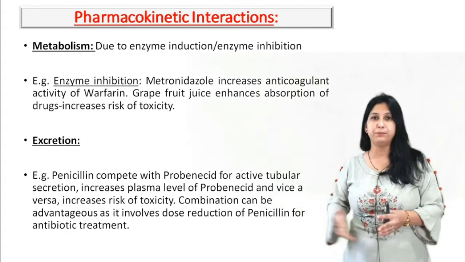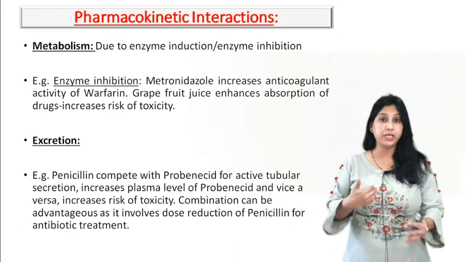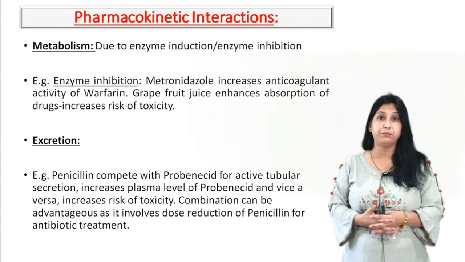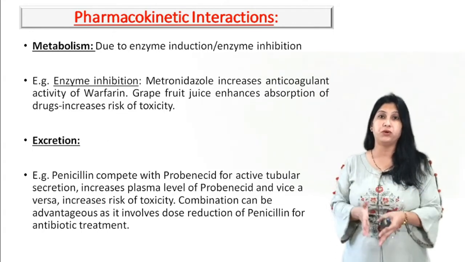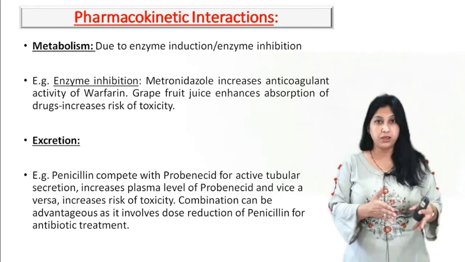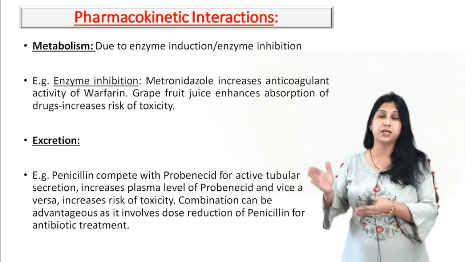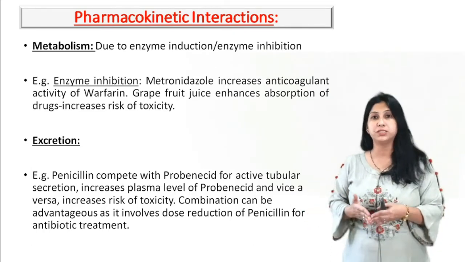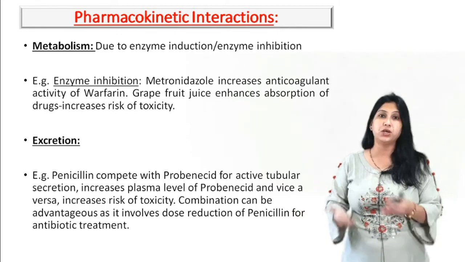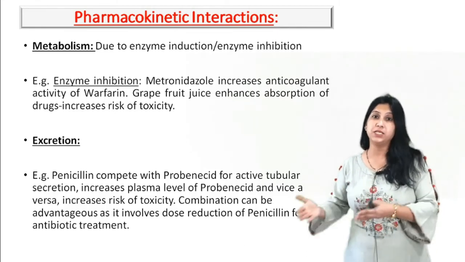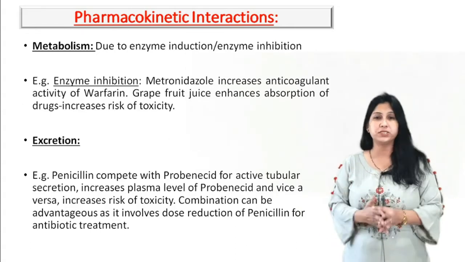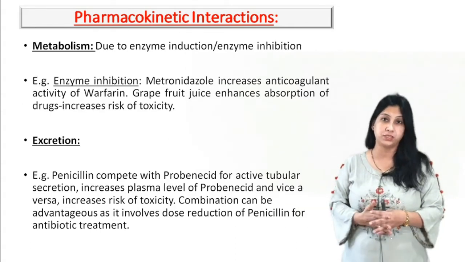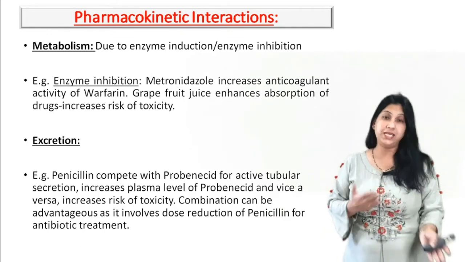So for example, if probenecid is taken along with penicillin, what happens is that both the drugs compete for excretion through the same mechanism, as both are excreted by active tubular secretion. So in the presence of each other, the excretion of the drugs will be reduced. This may result in a higher plasma concentration of each other.